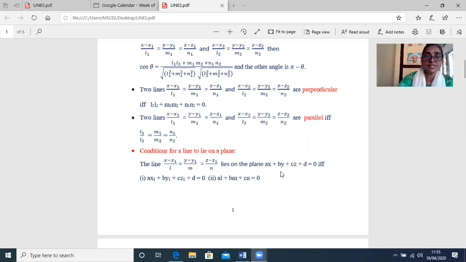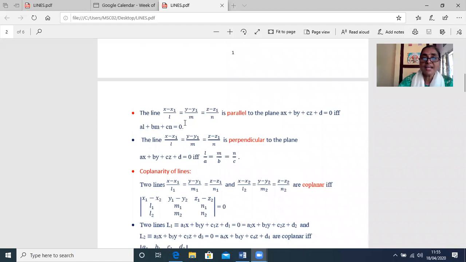Very easy to remember, girls. A line is lying on the plane means a point on the line lies on the plane, and the normal to the plane is also normal to the line. So the second condition is the perpendicular condition. The first condition is the point lying on the plane.